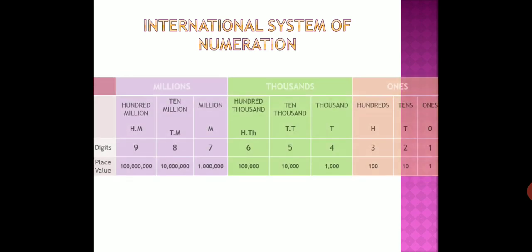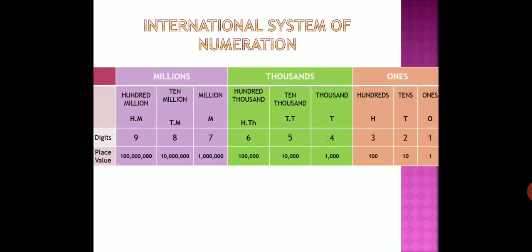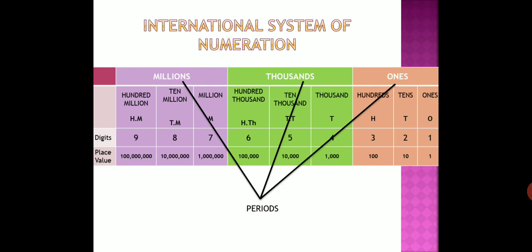Now let us learn what is international system of numeration. In international system of numeration also we are going to use a place value chart with different periods. Just look at the table. Here also you have ones, then you have thousands, and then millions. So here the periods are different. Only the period changes. You can see ones, thousands, and millions.